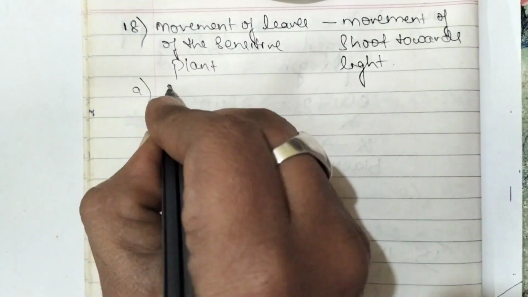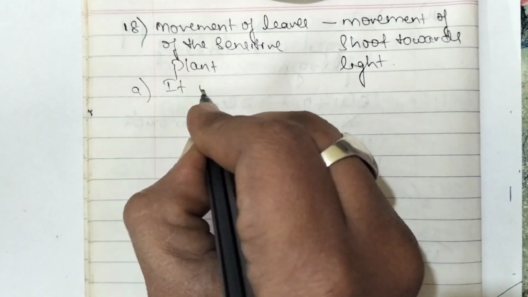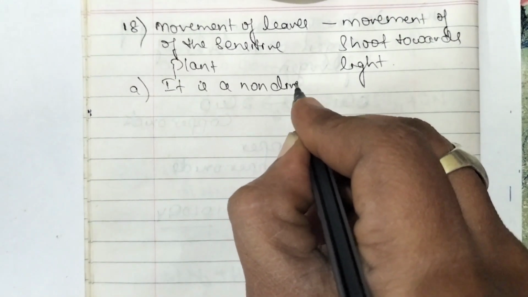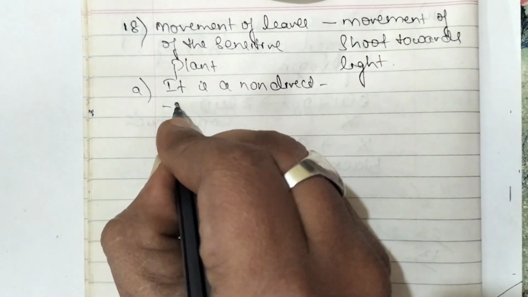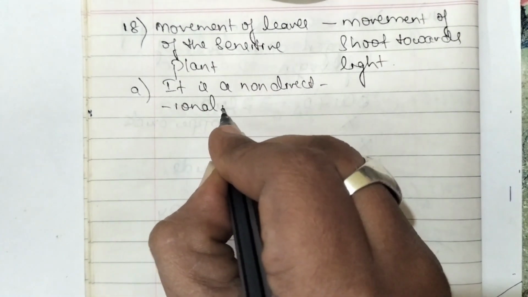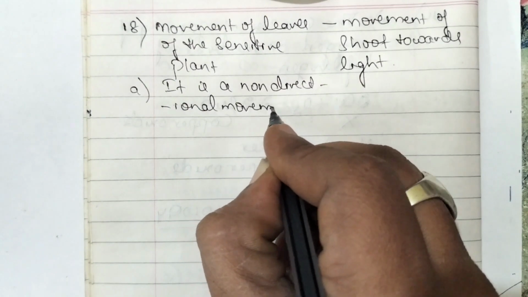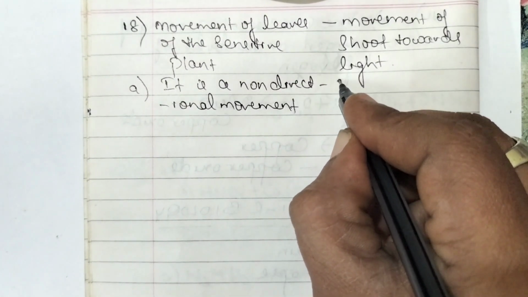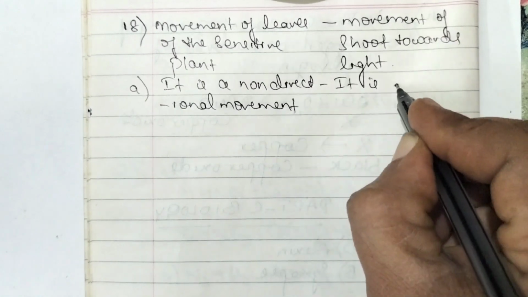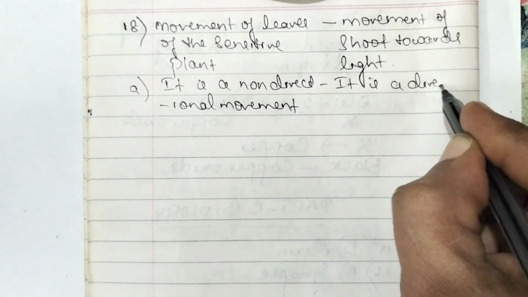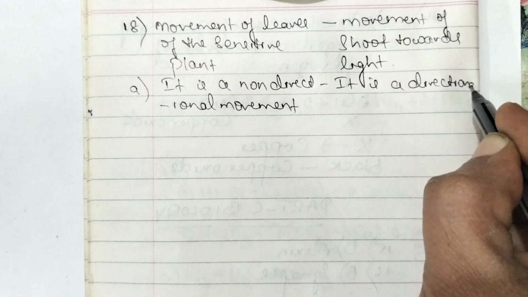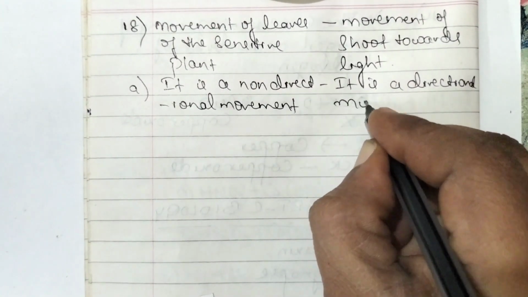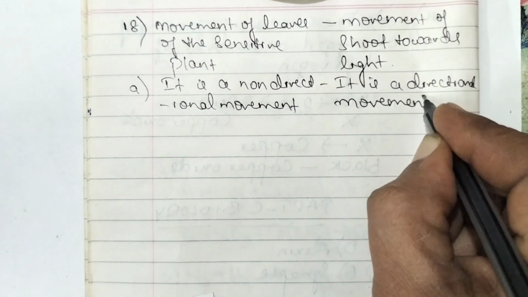The first difference is that movement of leaves is a non-directional movement. Then movement of shoot towards light is a directional movement.